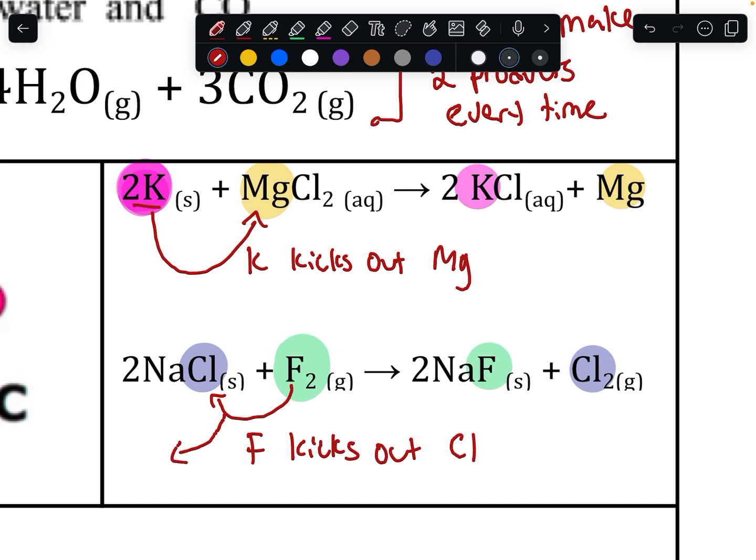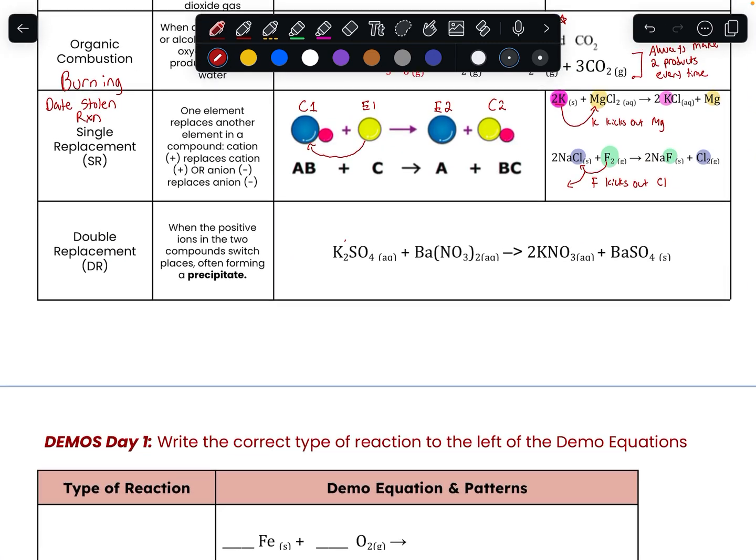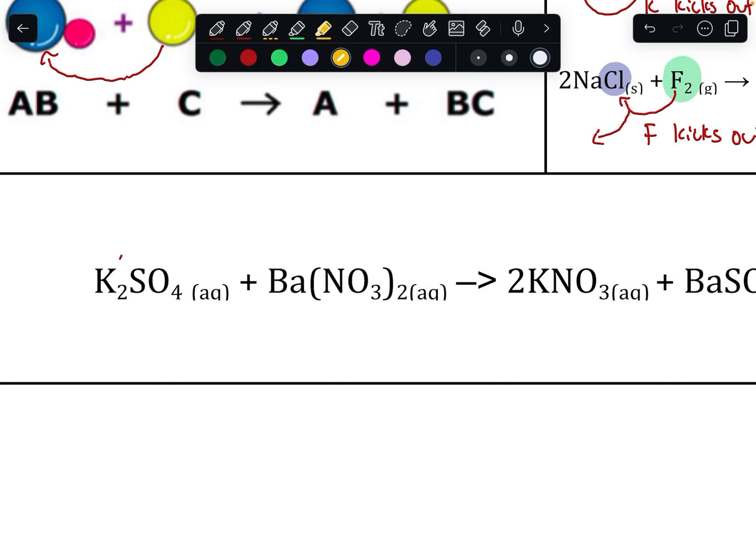And there we go. That is our reaction type. So one metal replaces the other in a compound, stealing the date. All right, double replacement's a little bit different. This one is a double swap. So this only occurs with the metals.